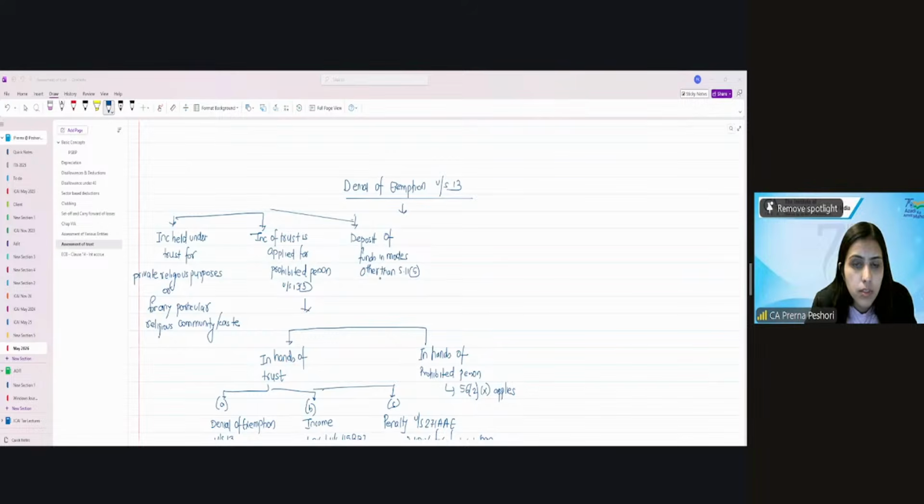Clear. Now this particular denial will not be applicable. Deposit of funds in modes other than 11.5: if you deposit, the exemption will be denied. But this is not applicable in the situation where funds are invested out of business income. So if a trust has the business income, then there is no problem. You can deposit the funds of that business income in any mode. It is not necessary that you have to deposit in mode of 11.5.